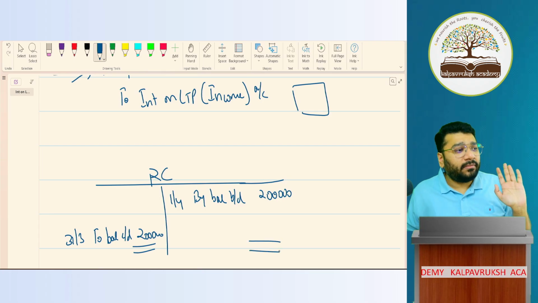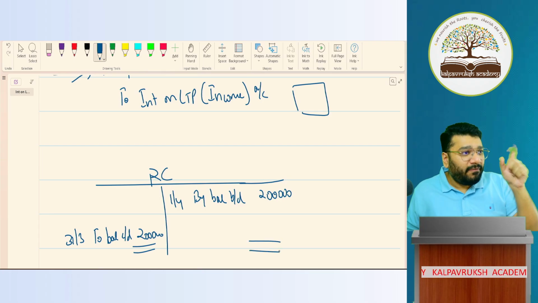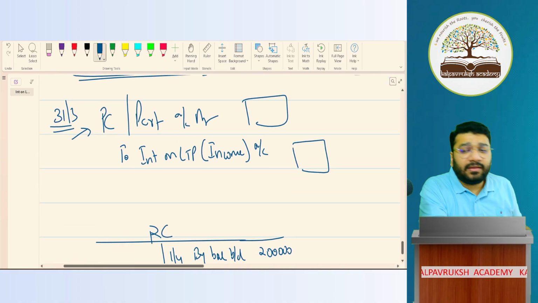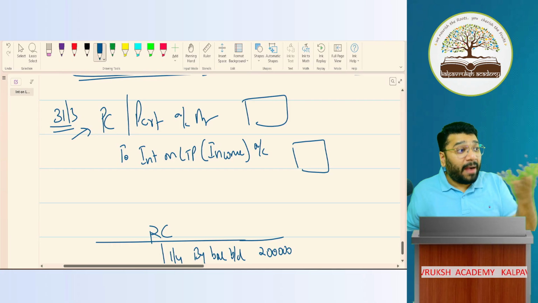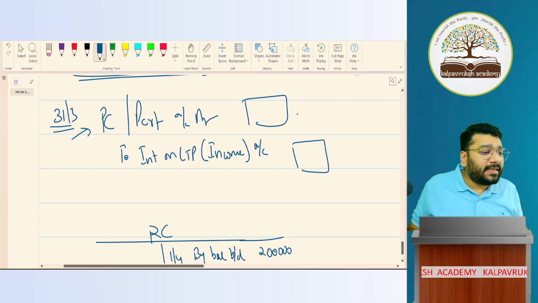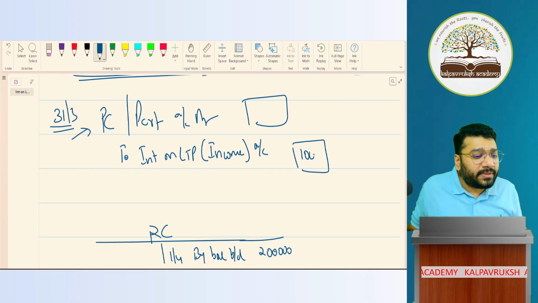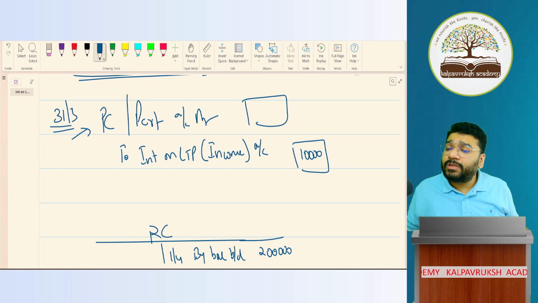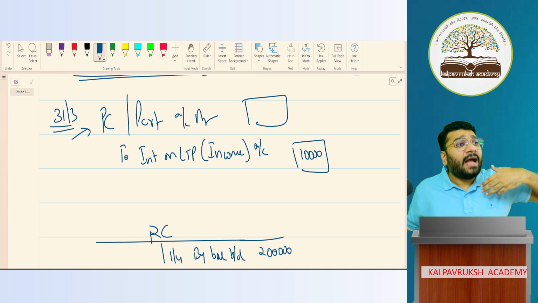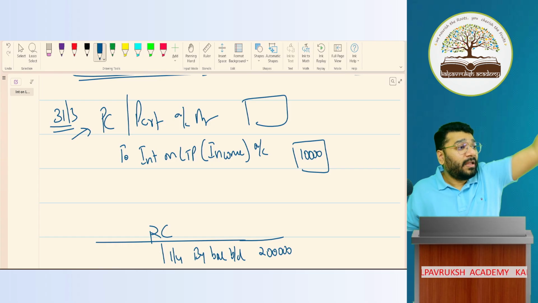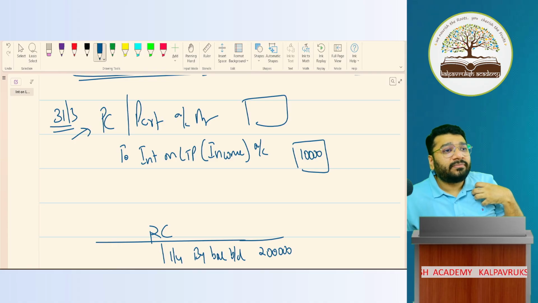Now imagine in between these 2 dates, one transaction has taken place where we have to receive from the partner. From the partner, we have to receive interest. Let's say the interest I'm supposed to receive is 10,000 rupees. Sir, why are you supposed to receive interest? Because I gave a loan. Somebody is enjoying my money, so for that I will receive interest. Did I receive it?